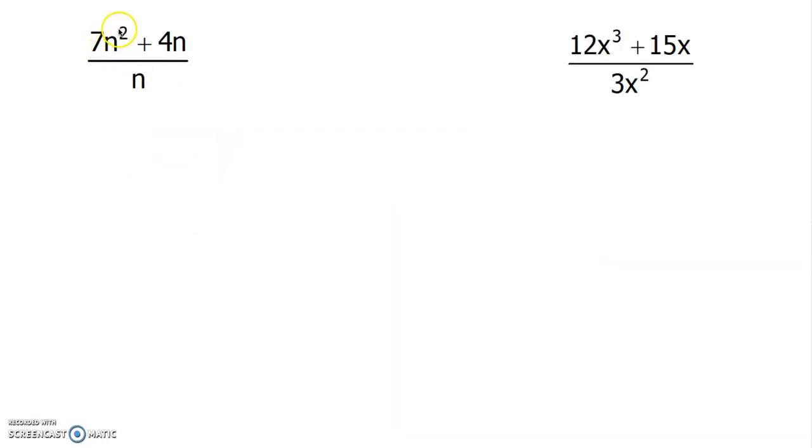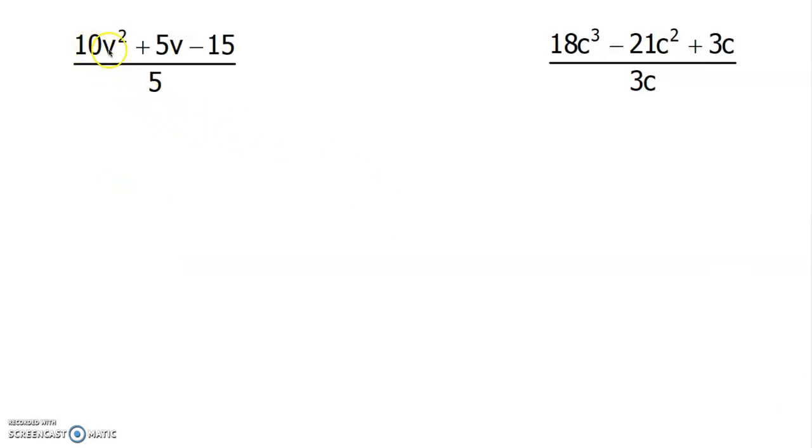Next we have 7n squared plus 4n divided by n. This really means that 7n squared is being divided by n plus 4n being divided by n. Notice each term in the numerator is getting divided by that denominator. So 7n squared over n, we're going to subtract those exponents and just get 7n. 4n over n means we're going to get rid of the n's. They will reduce away, and I'm just left with 4. So 7n plus 4 is that simplified expression. This problem here is on your own.